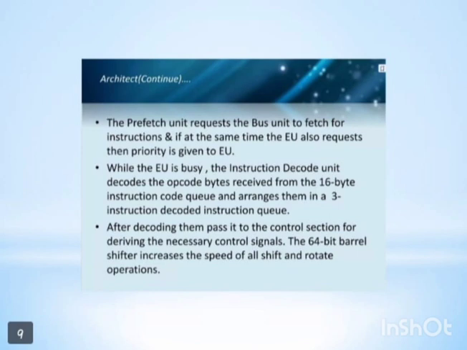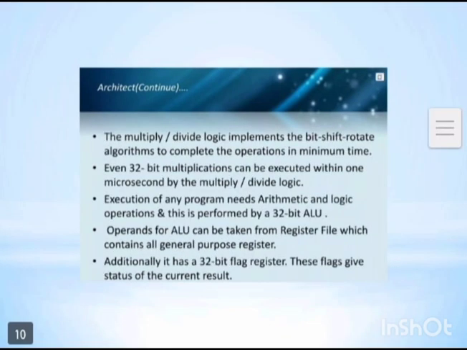The 64-bit barrel shifter increases the speed of all shift and rotate operations. The multiply divide logic implements the bit shift rotate algorithm to complete the operations in minimum time. Even 32-bit multiplication can be executed within 1 microsecond by the multiply divide logic. Execution of any program needs arithmetic and logic operations, and this is performed by a 32-bit ALU. Operands for the ALU can be taken from the register file, which contains all general purpose registers. Additionally, it has a 32-bit flag register.